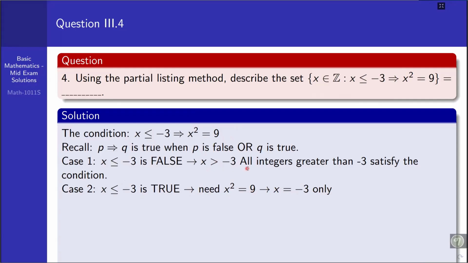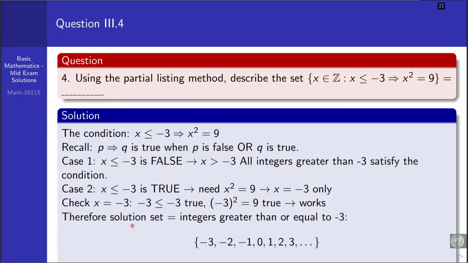Therefore, here we have the set of integers greater than minus 3, and we obtained already x equal to minus 3, so the union of these two is the solution set. Checking x equal to minus 3: minus 3 is less than or equal to minus 3, which is true, and minus 3 squared is equal to 9, so that works. Then the solution set is the integers greater than or equal to minus 3, which using the partial listing method is the set containing minus 3, minus 2, minus 1, 0, 1, 2, 3, and so on, as the answer.